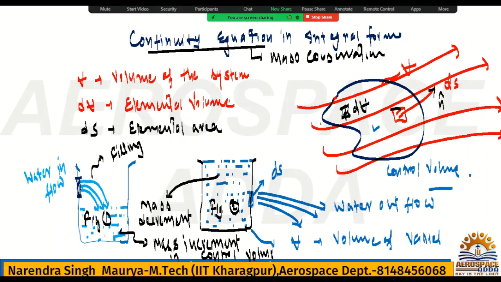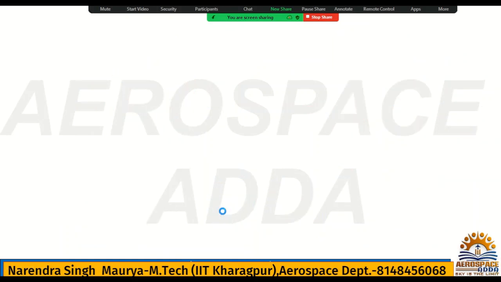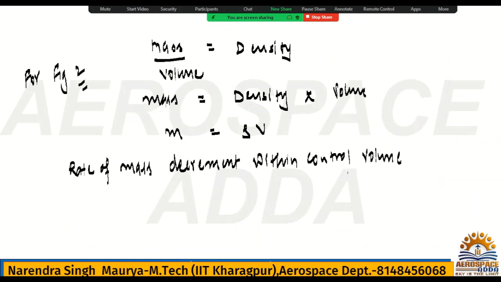So that's the reason, maybe 2 minutes 30 seconds, 4 minutes, 5 minutes, or 60 minutes, or 45 seconds, but it will take time to empty the vessel. So rate, that's the reason rate. Rate means per unit time. So rate of mass decrement within control volume.